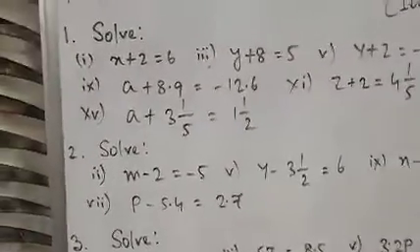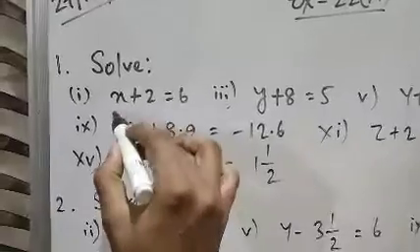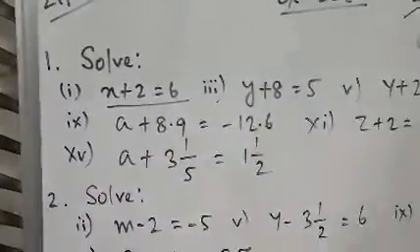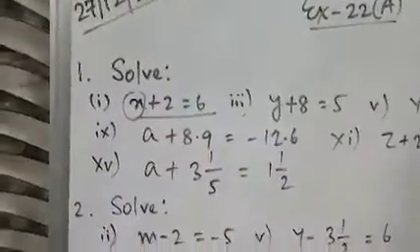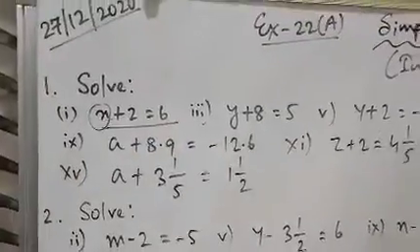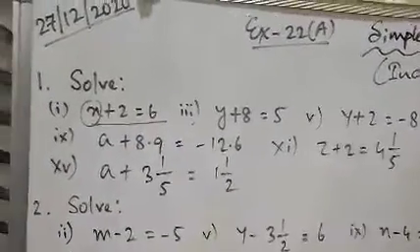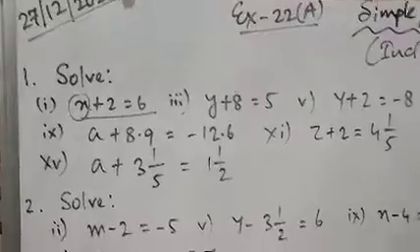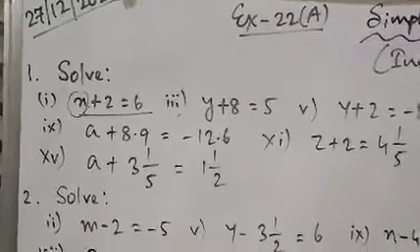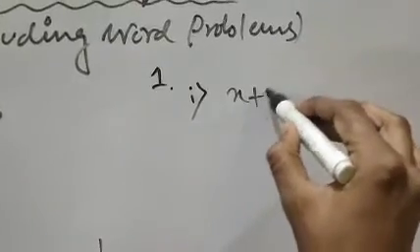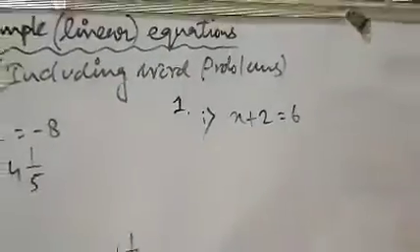For example, suppose the first equation is x plus 2 equal to 6. Here the variable used is x. We have to find out the value of x. The variable used in the equation, we have to find the value of that variable, right? So the first equation is x plus 2 equal to 6. Here the variable used is x.